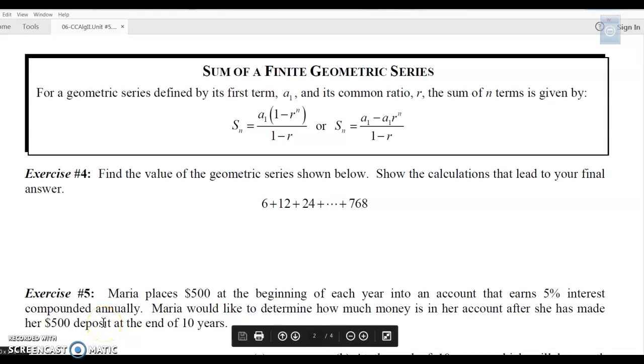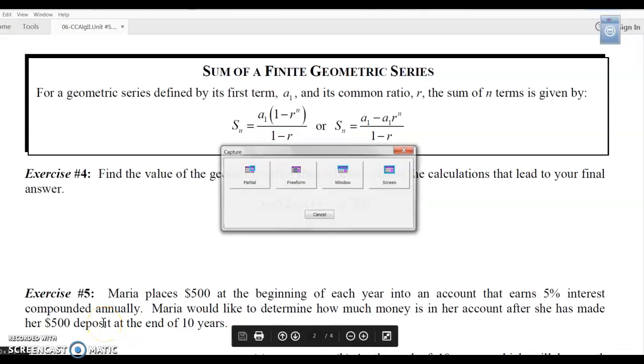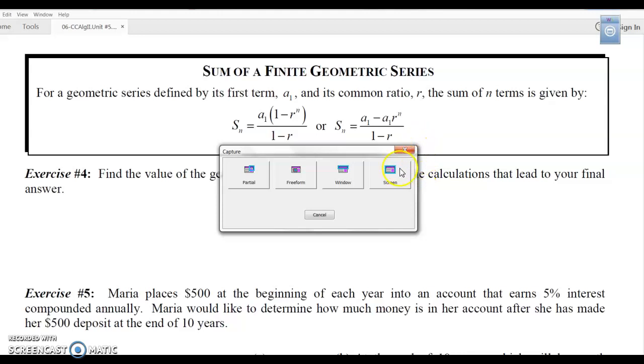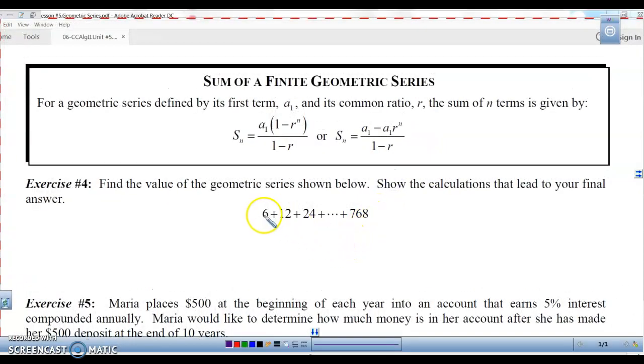This is Algebra 2, Unit 5, Lesson 5, the rest of the geometric series notes. Okay, so we left off in the video with the two formulas here for a geometric series.